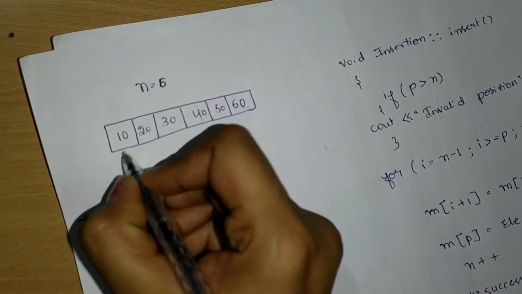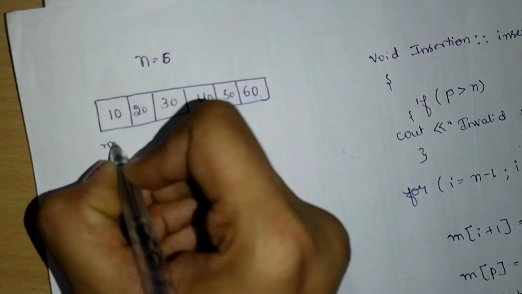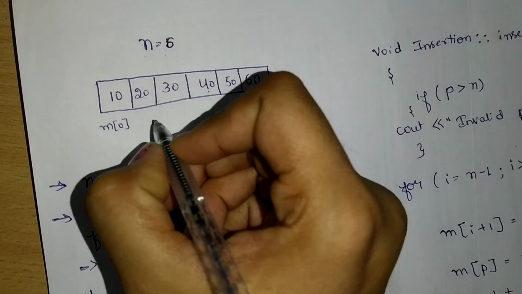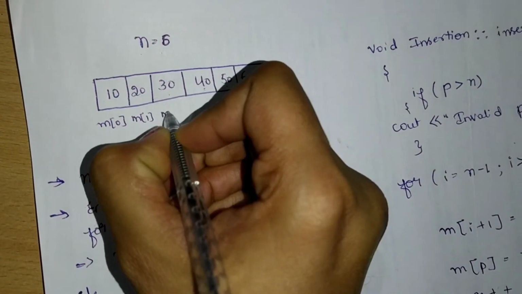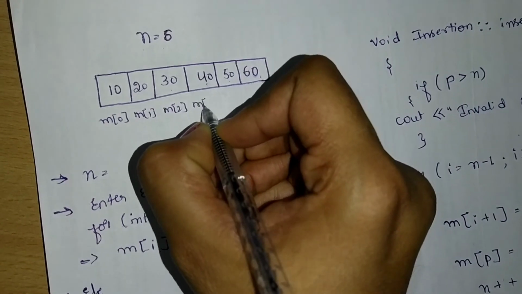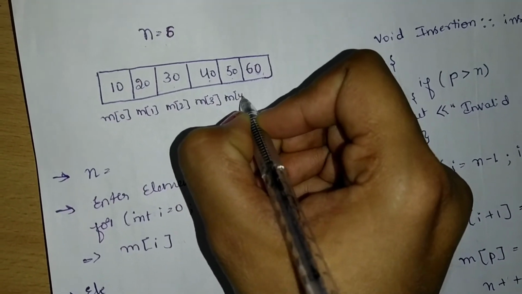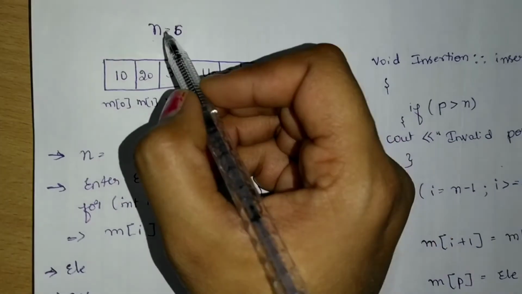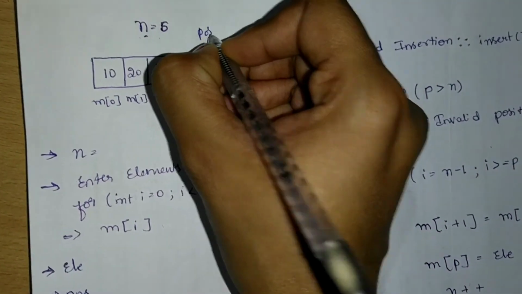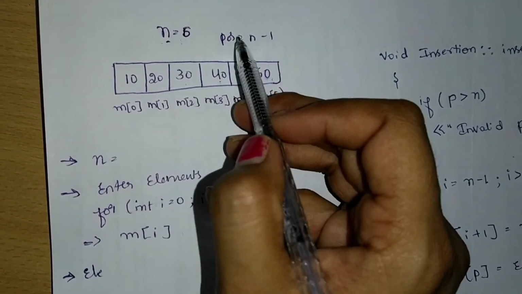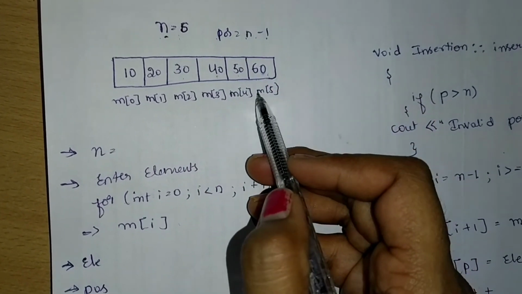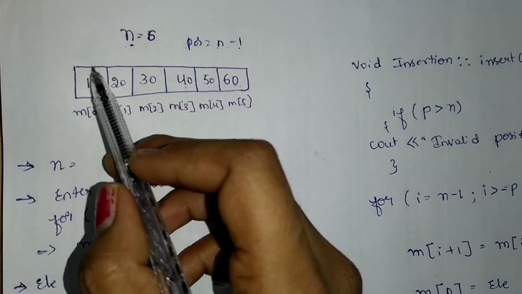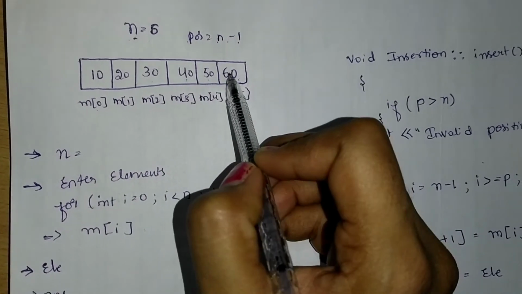Then what is the location or position of this 10? That is m of 0. Index starts from m of 0, and for 20 we have m of 1, m of 2, m of 3, m of 4 and m of 5. Always the position is 1 less than the n value. So the position equals n minus 1. So n is 6, 6 minus 1 is 5, so the position will be up to 5 because the index starts from 0. So the 0th position or first position element is 10 and the last position element is 60.